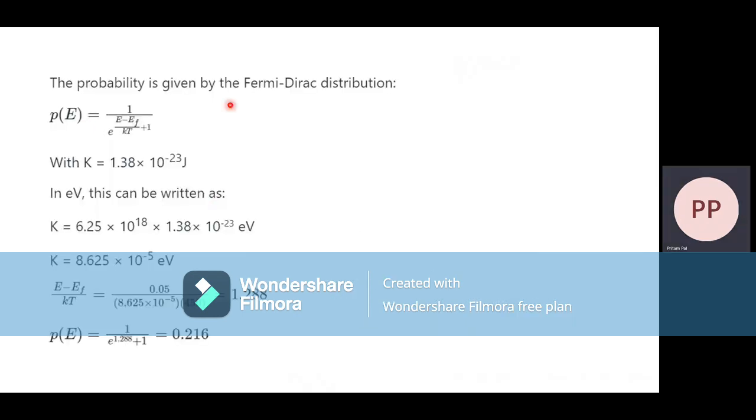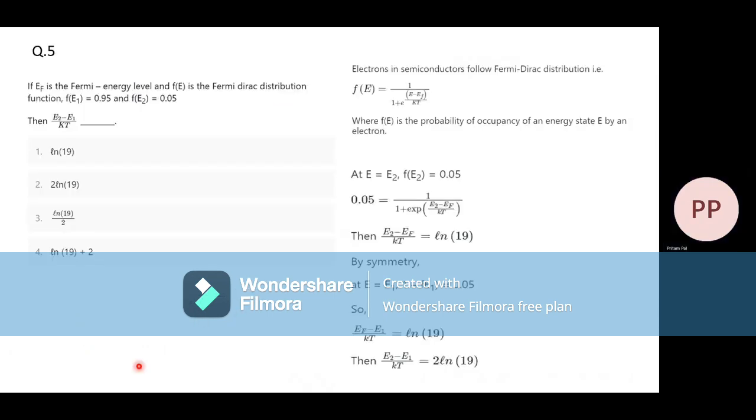Now, I'll simply use this formula, which was already mentioned, f(E) = 1 over e to the power (E minus EF) by kT, plus 1. You can solve these questions with it. If you plug all the values into the equation, you will get the probability 0.2. If you put in all the parameters, the kT value and the given values, you will get something like this.